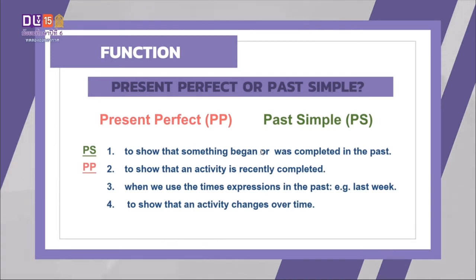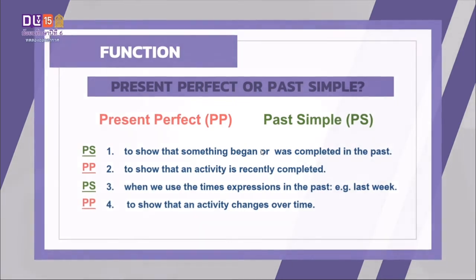Okay, 3. When we use time expressions in the past, e.g. last week, last month, yesterday. Let's get PP or PS. PS, right? PS, past simple. Next, to show that an activity changes over time. PP or PS? The answer is PP, present perfect. Okay? Let's move to the next exercise.